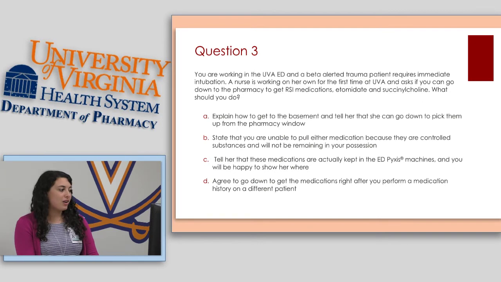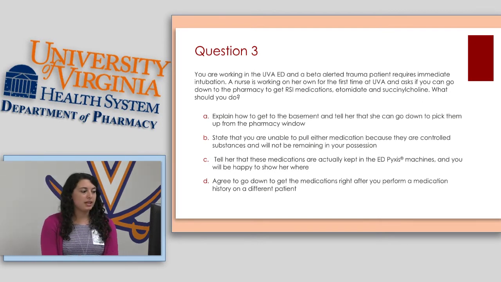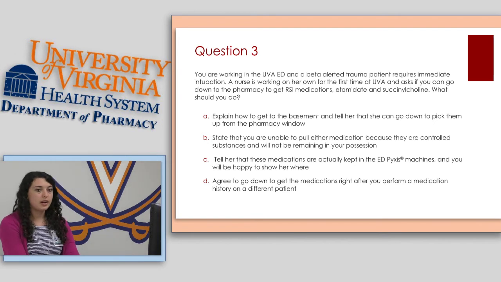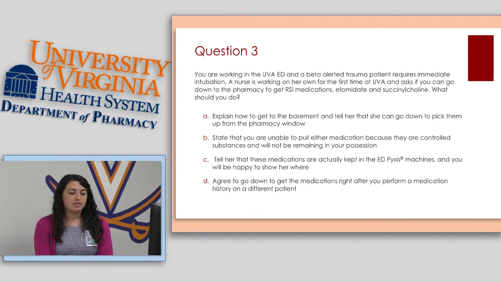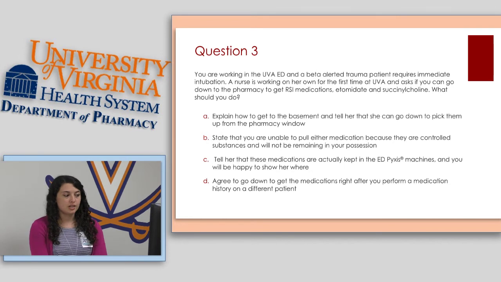So a question about RSI. So you're working at the UVA ED, and a patient with a beta trauma alert is coming in, and they require rapid intubation. There's a new nurse working. It's her first shift at UVA, and she asks you if you can go down to the pharmacy to get the RSI medications for her, etomidate and succinylcholine. So what should you do?